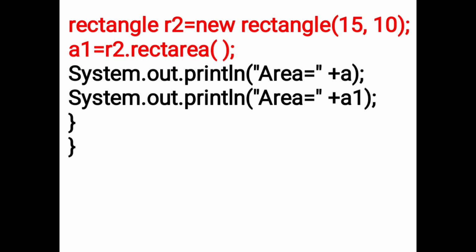So both areas are displayed using the System dot out dot println method. That is, area A and area A1 are calculated. Area A is calculated using the instance variables, and A1 is calculated using the method.